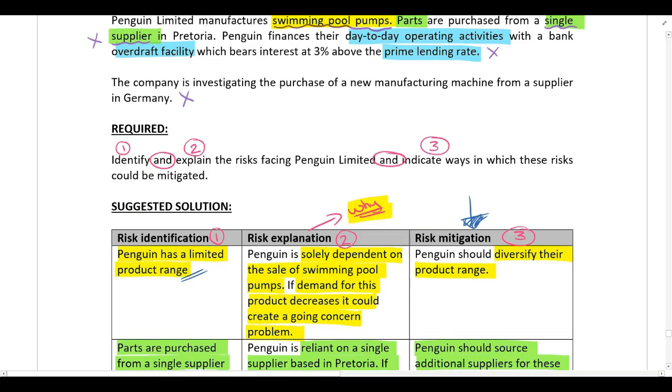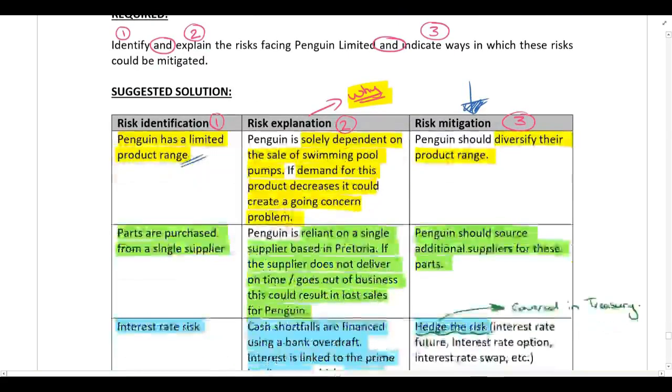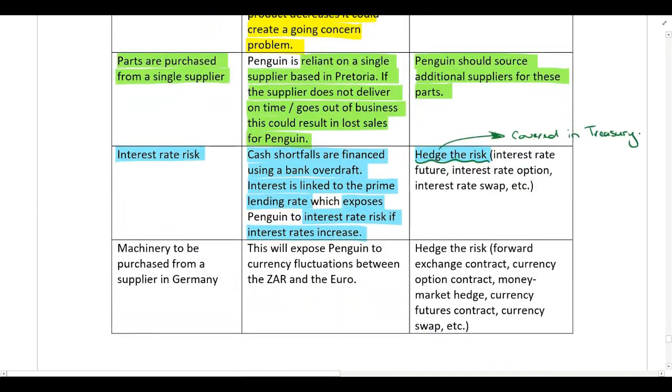Then the last risk that we identified is that they were going to purchase a new machine from a supplier in Germany. So we said that was going to expose them to currency risk. So the machine to be purchased from a supplier in Germany, we can actually add here, this is going to expose them to currency risk. Now discuss in detail why this is a risk. This will expose Penguin to currency fluctuations between the South African rand and the euro.